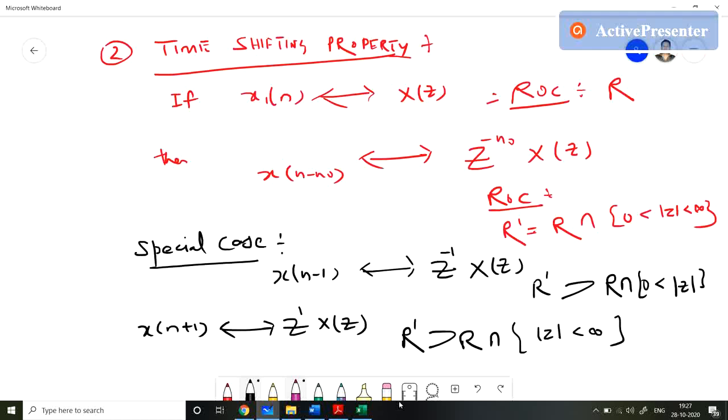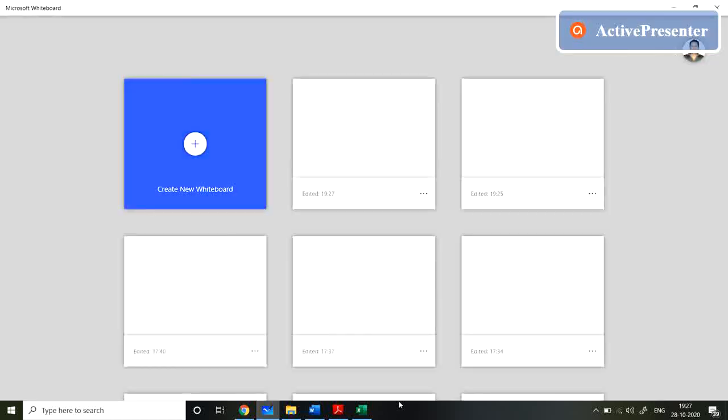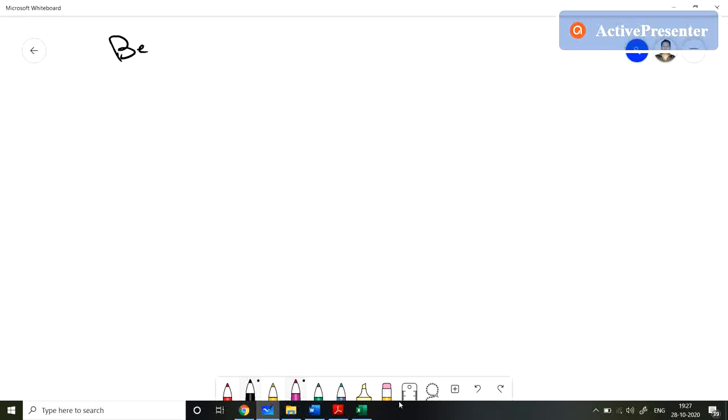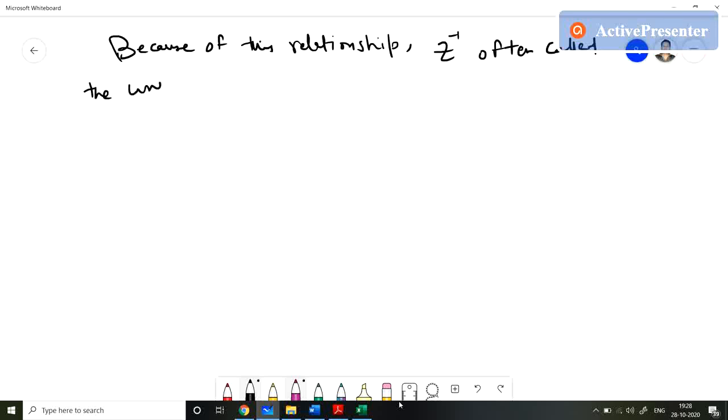Because of this relationship, Z inverse is often called the unit delay operator.